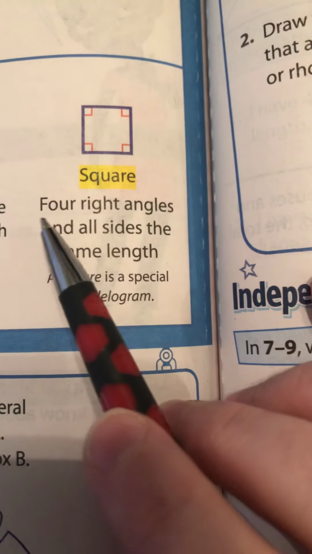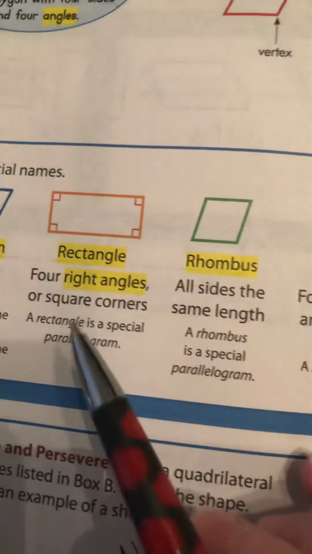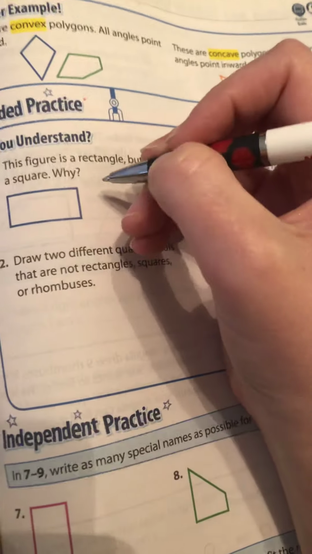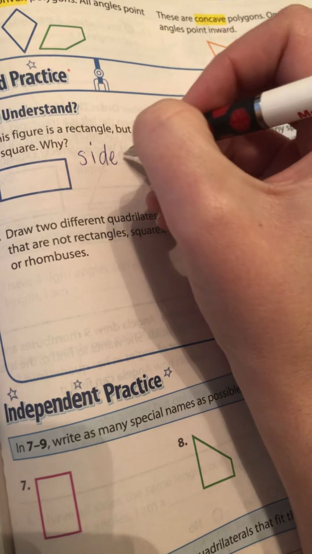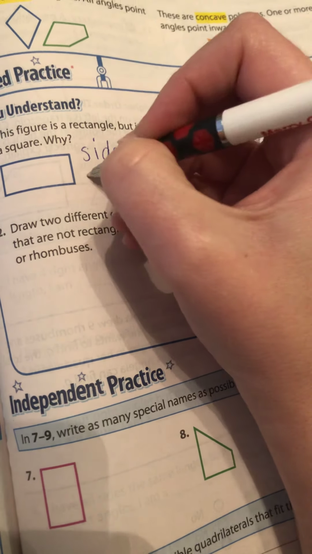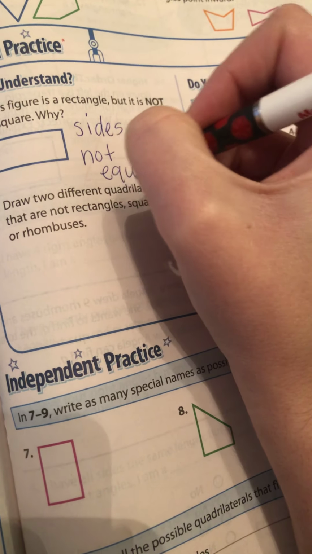Why? Well, look at the square. All sides the same length. Oh, it's not all the same length, okay? So, sides are not all equal. They're not all equal, so they cannot be a square.